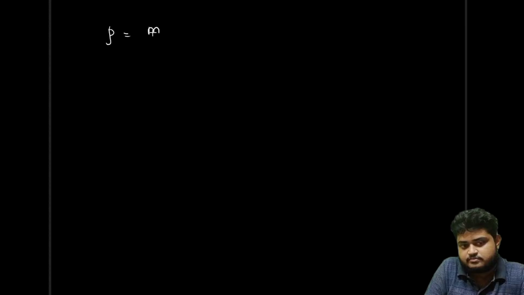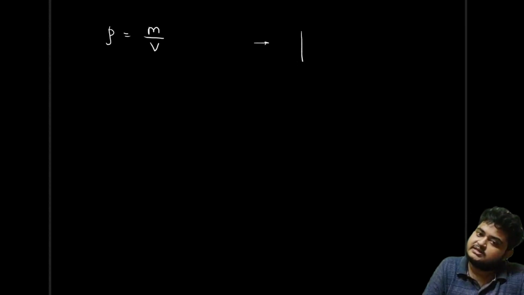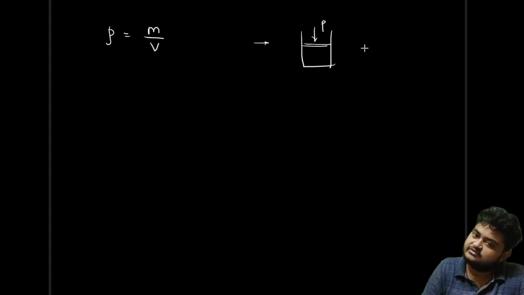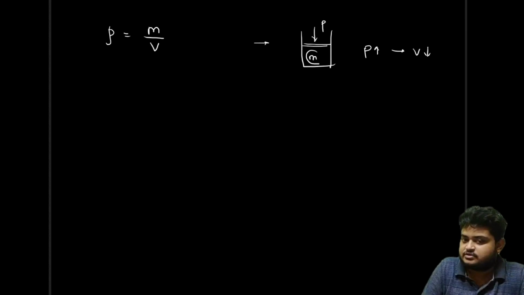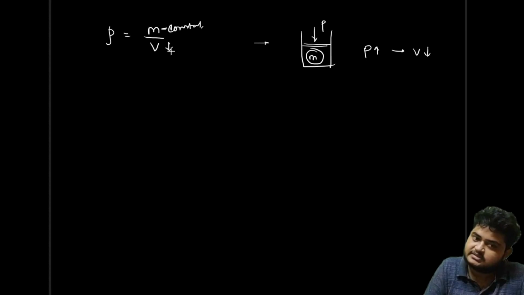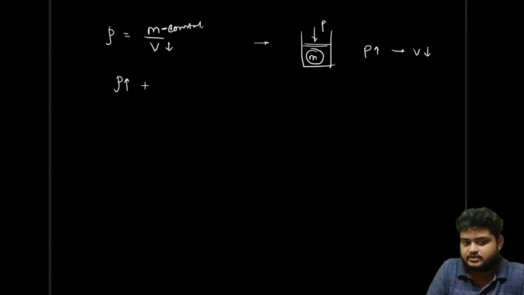What is density? Density is mass upon volume. We know with the increase of pressure, the volume decreases, but the mass remains constant. So for a constant mass, if the volume is decreasing, automatically the rho will increase. So we can say that with the increase in pressure, the volume decreases. That is why the rho is increased.